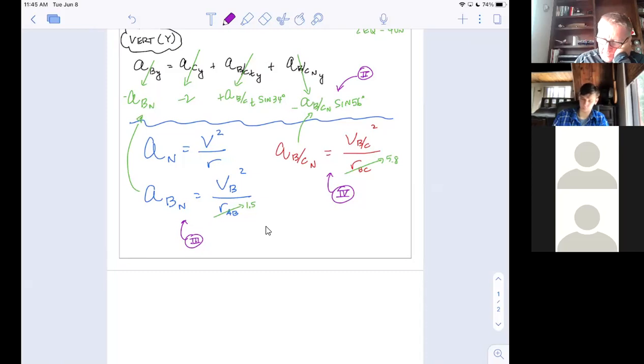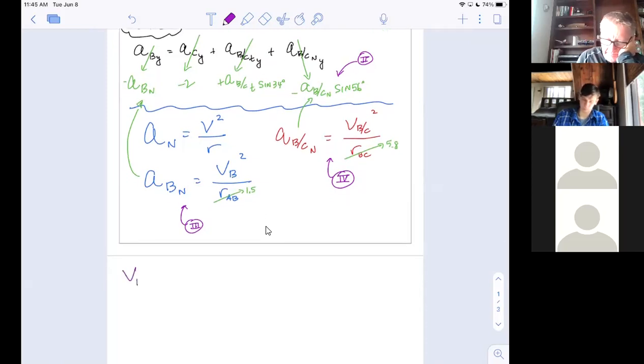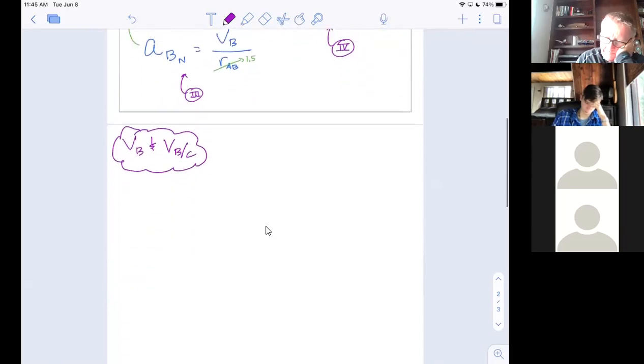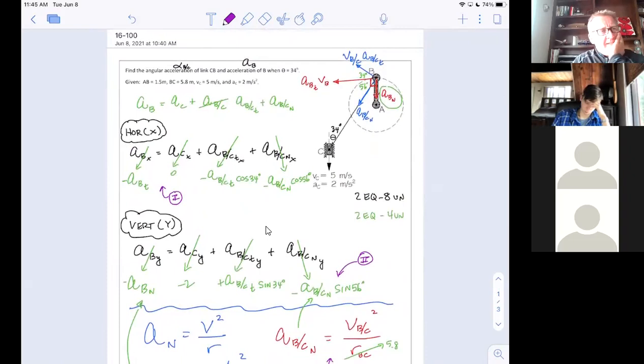So let's go hunt for the velocity of B and the velocity of B with respect to C then. Let's go hunt for those. And just for the sake of practice, let's try to do this with the ICR technique. So let's see, is that going to destroy the picture that I have up here, or can I get that into the same picture? That's the question. I think I can get it into the same. It doesn't look that bad, I think.